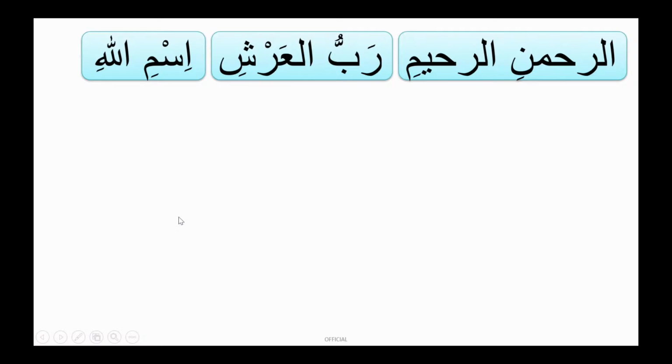Is this heavy or light? Light. Do we have an al at the beginning? So it is light and there is no al in the beginning, so it could be a mudaf.